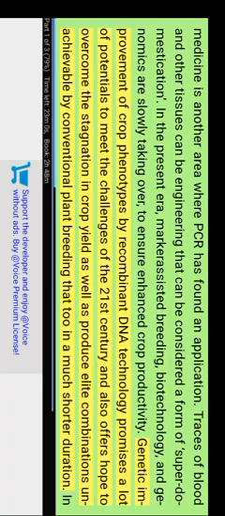In the present era, marker-assisted breeding, biotechnology, and genomics are slowly taking over to ensure enhanced crop productivity. Genetic improvement of crop phenotypes by recombinant DNA technology promises a lot of potential to meet the challenges of the 21st century and also offers hope to overcome the stagnation in crop yield as well as produce elite combinations unachievable by conventional plant breeding, the two in a much shorter duration.